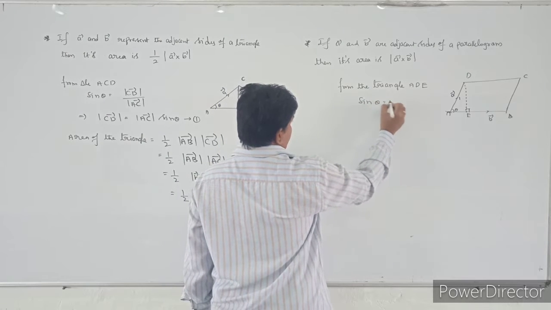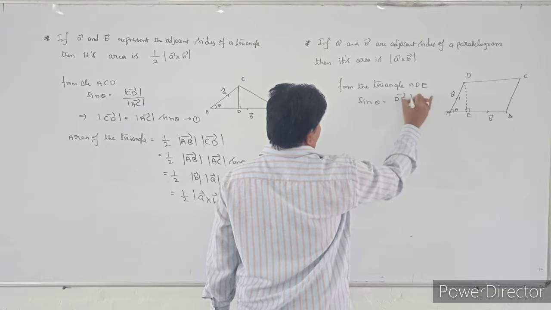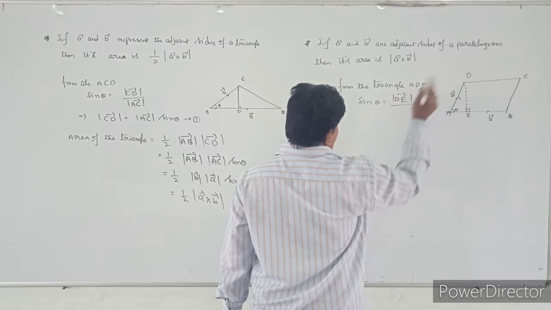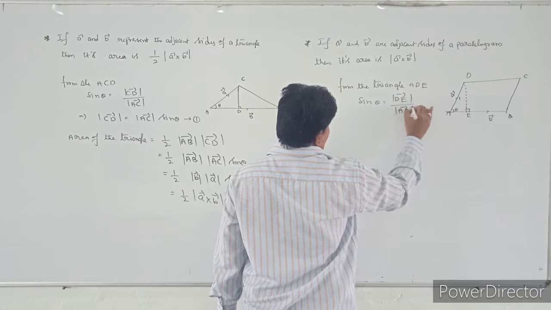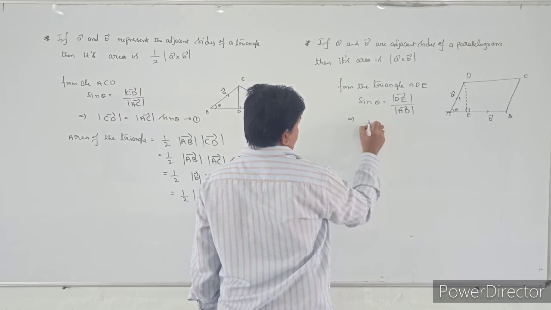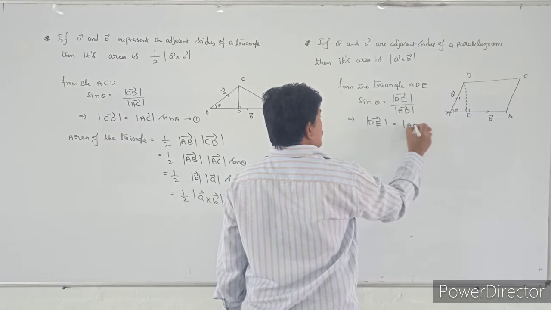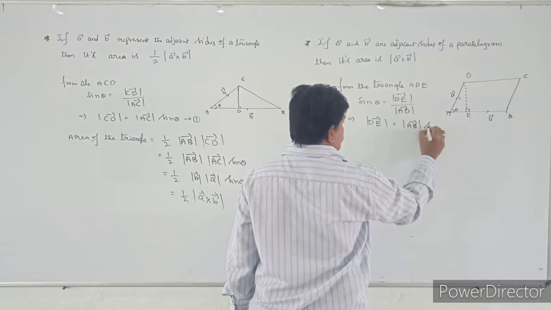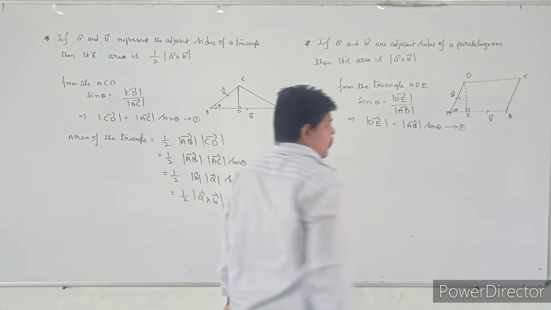Sin theta is equal to the opposite side. What is the opposite side? It is DE bar by the hypotenuse. What is the hypotenuse of the triangle? It is mod AD bar. So that implies mod DE bar can be written as mod AD bar into sin theta. Take this as equation number 1.